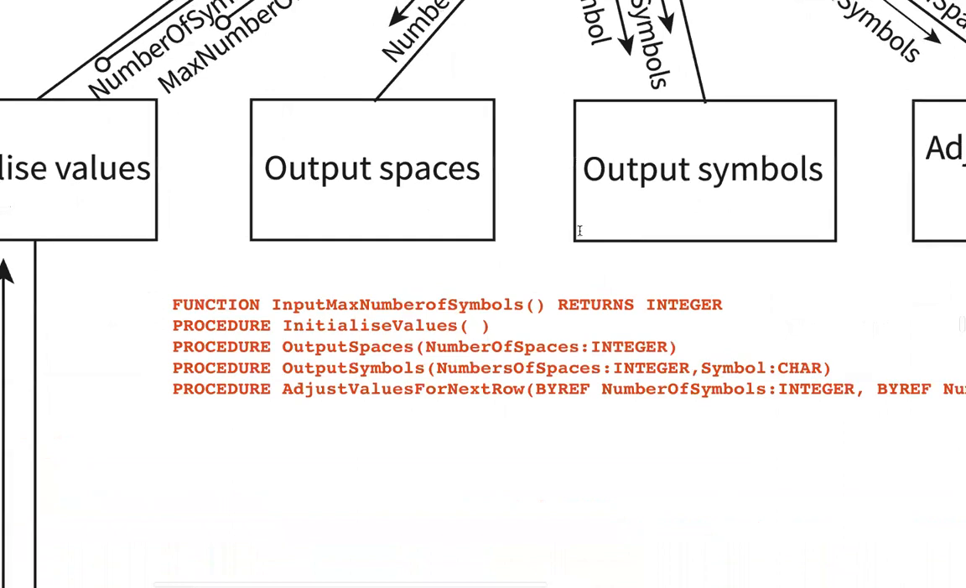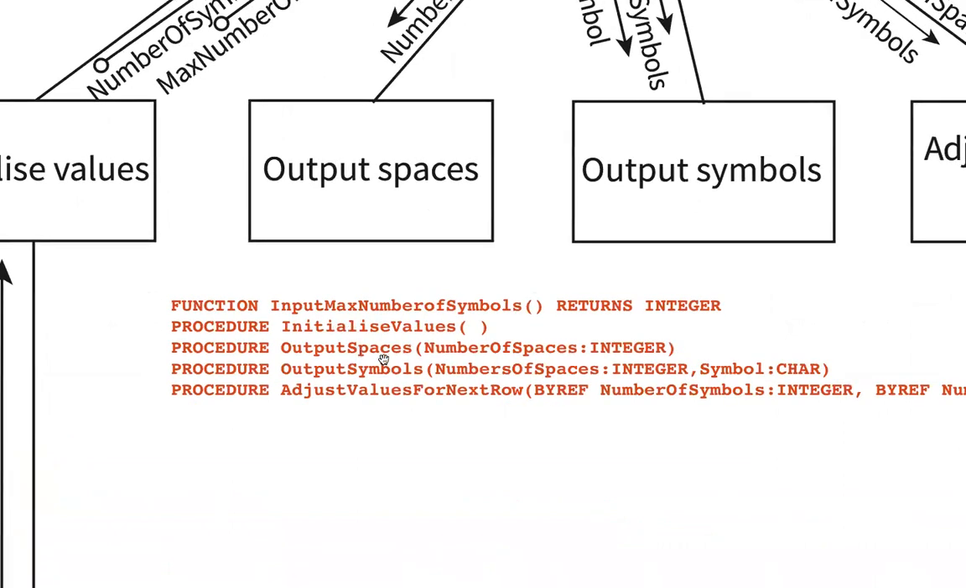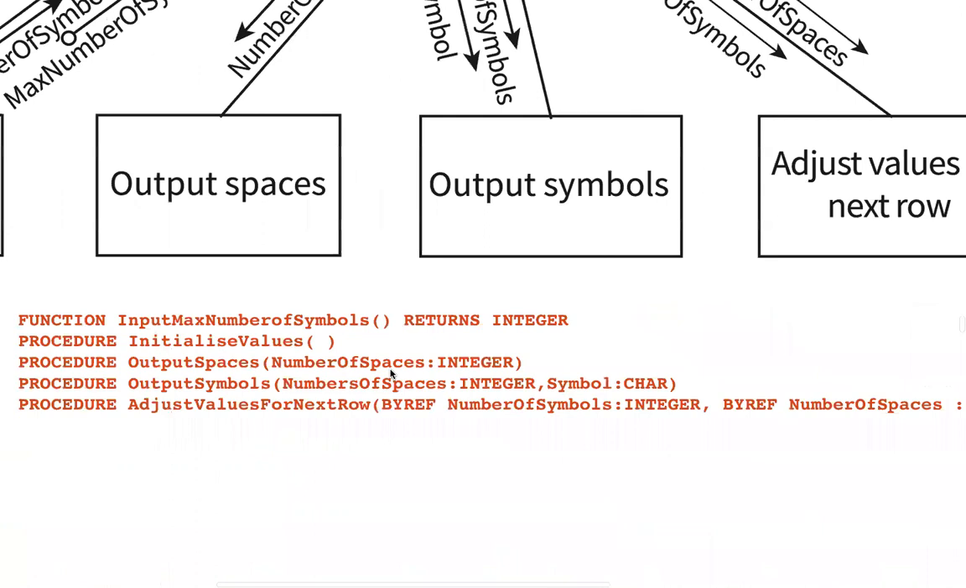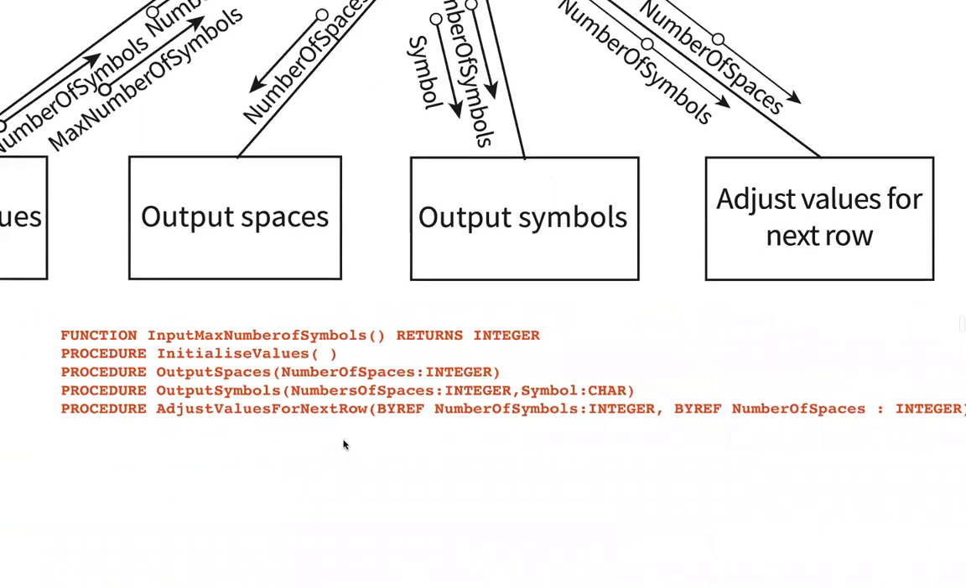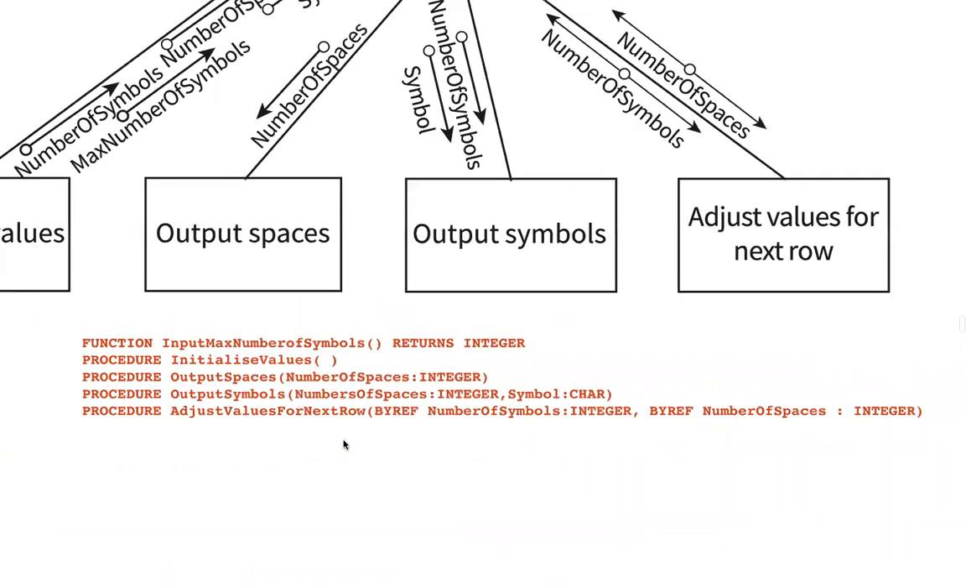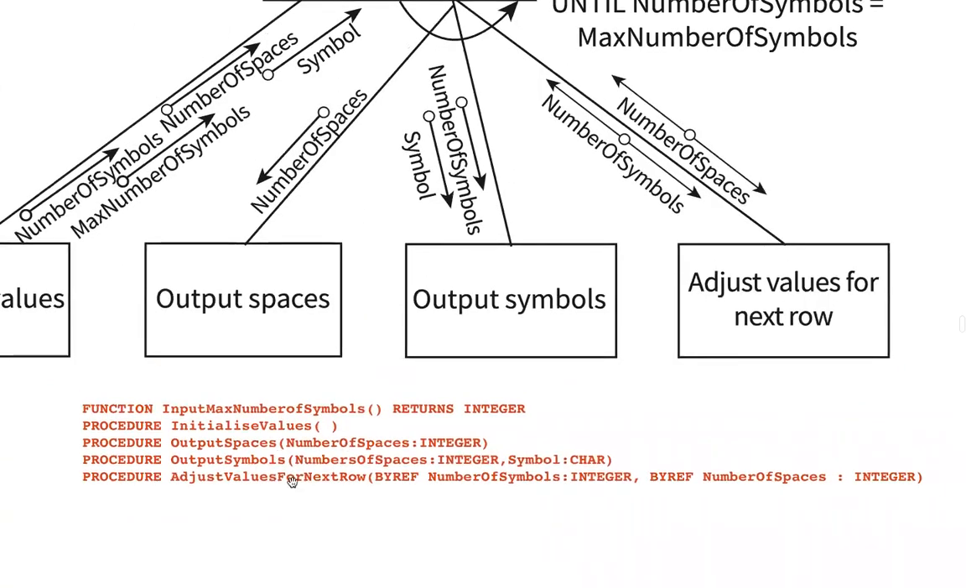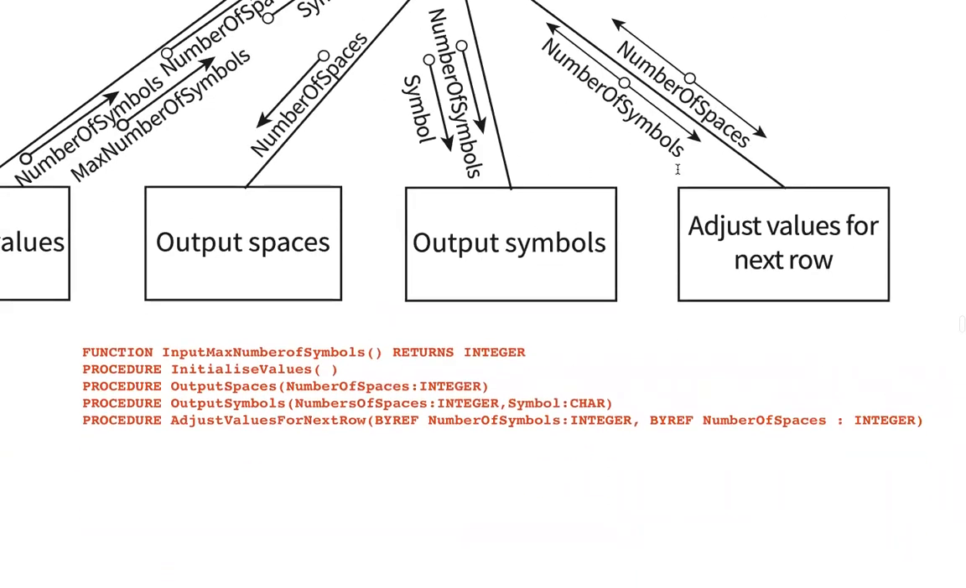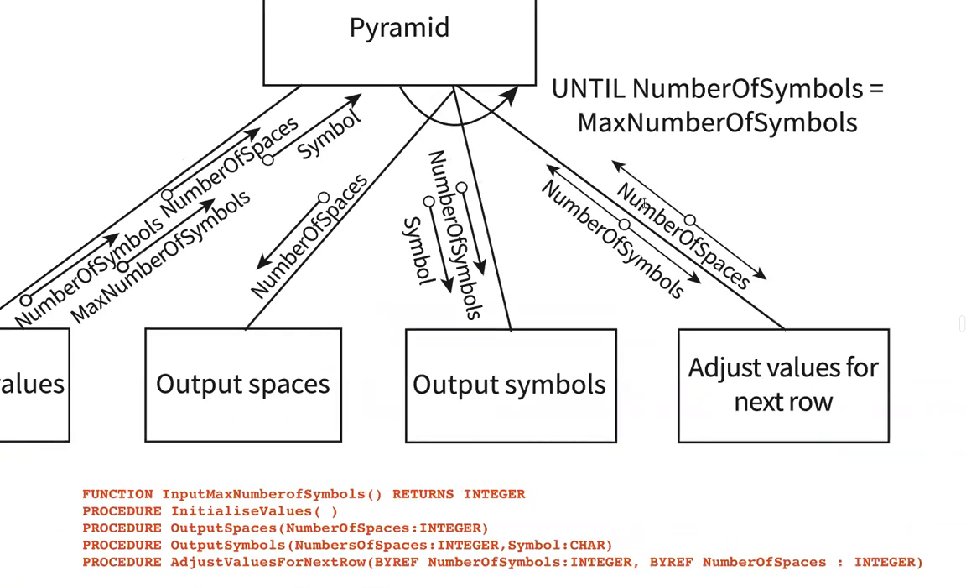So where do we see that happen? It happens only in a by reference function. And that's why adjust values for next row causes number of symbols and number of spaces to be passed, but they have to be both byref so that any changes in this subroutine to these values will basically mean that whatever variables are pointing towards the same memory location, changes are reflected in all of those variables.